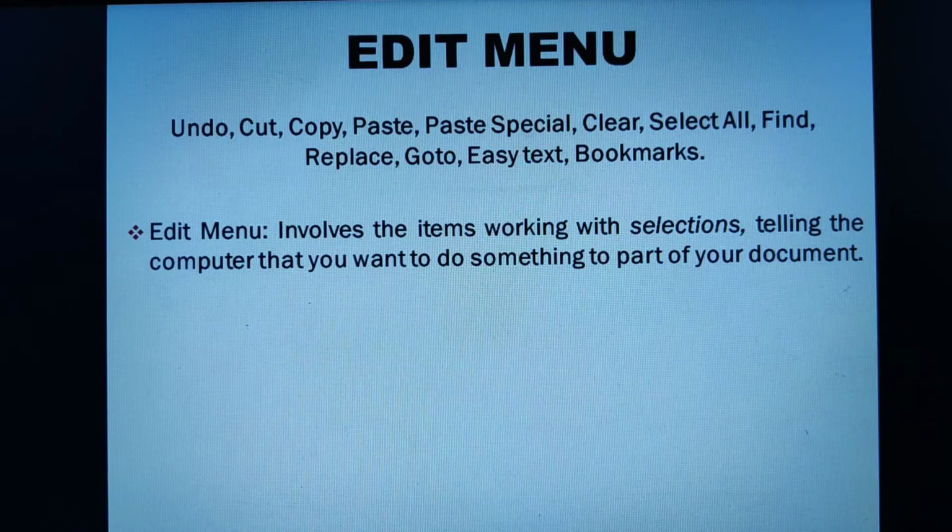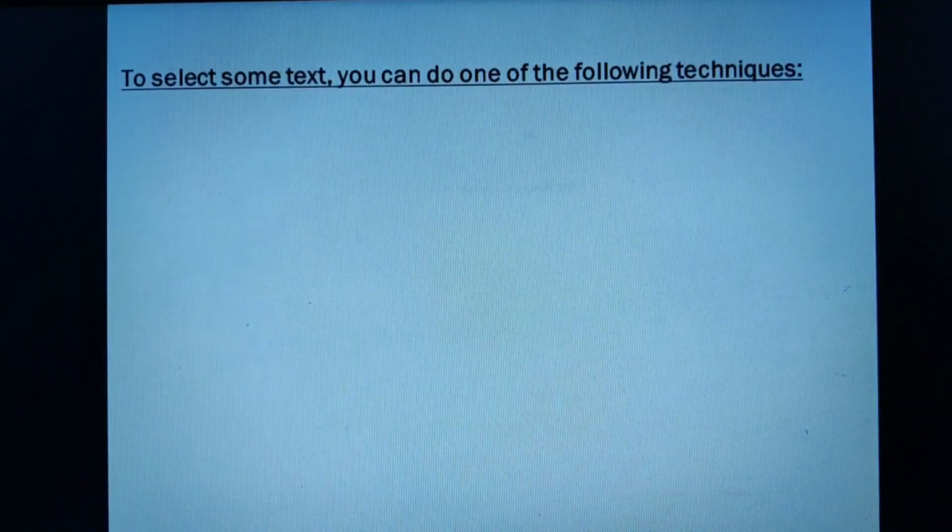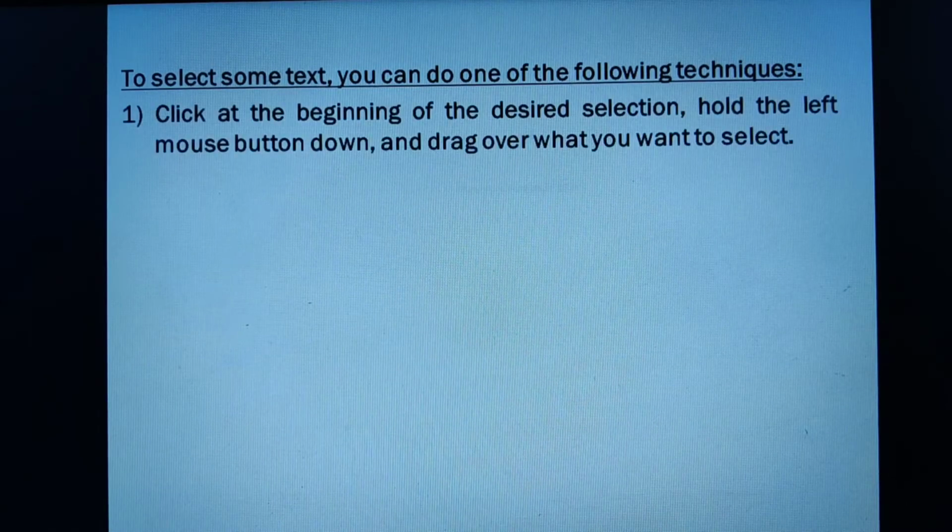Now let us discuss the options one by one. How to select the text? First, if you want to use the options under the edit menu, we need to first select the text. There are different ways to select the text. The first is clicking at the beginning of your desired selection, holding the left mouse button down and then dragging over what you want to select. This is one way to select the text.